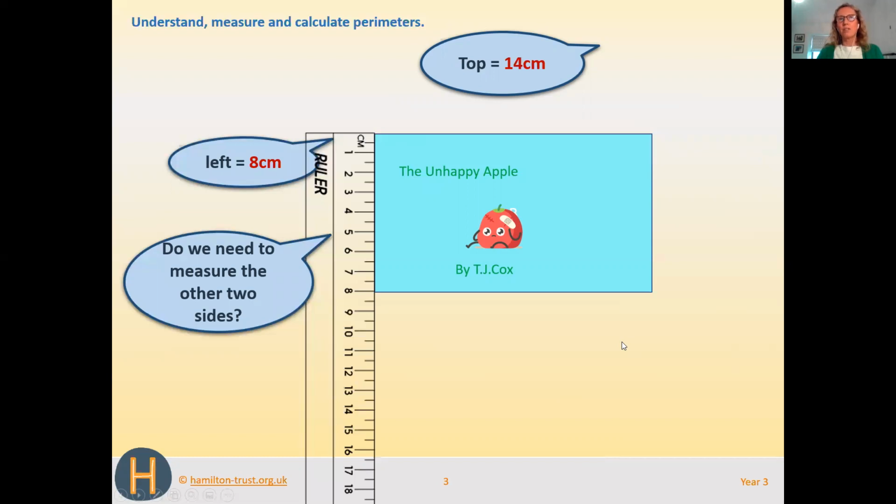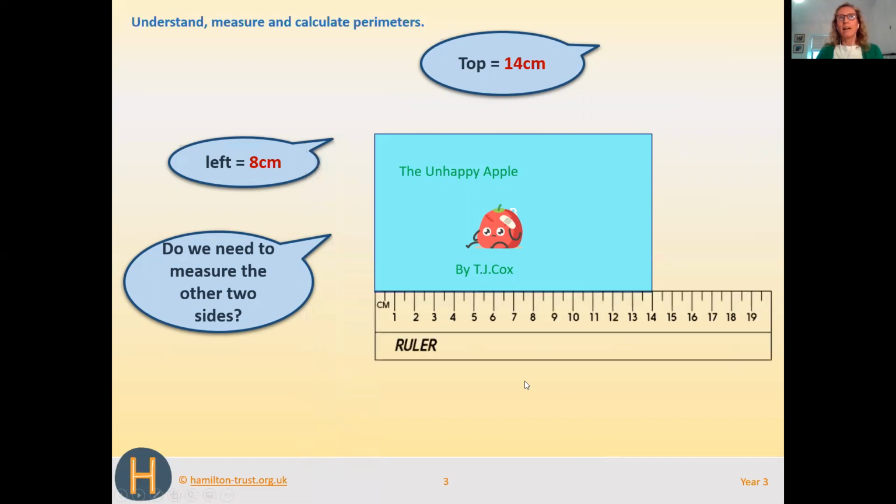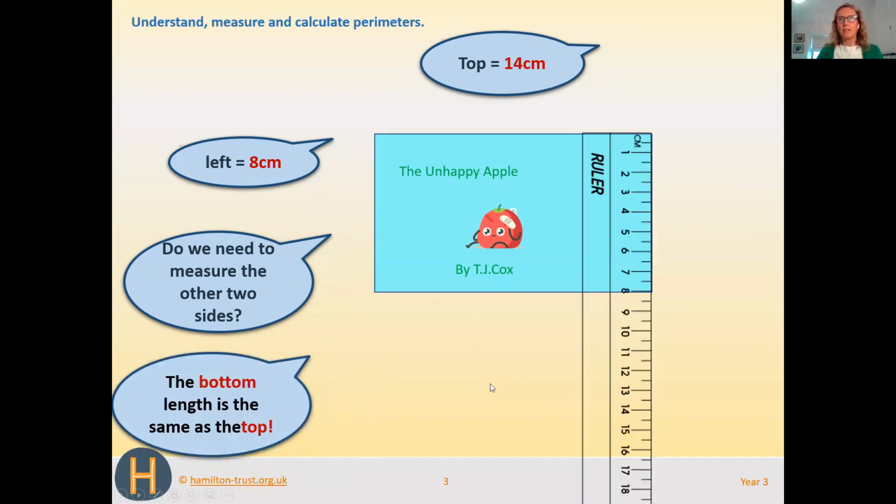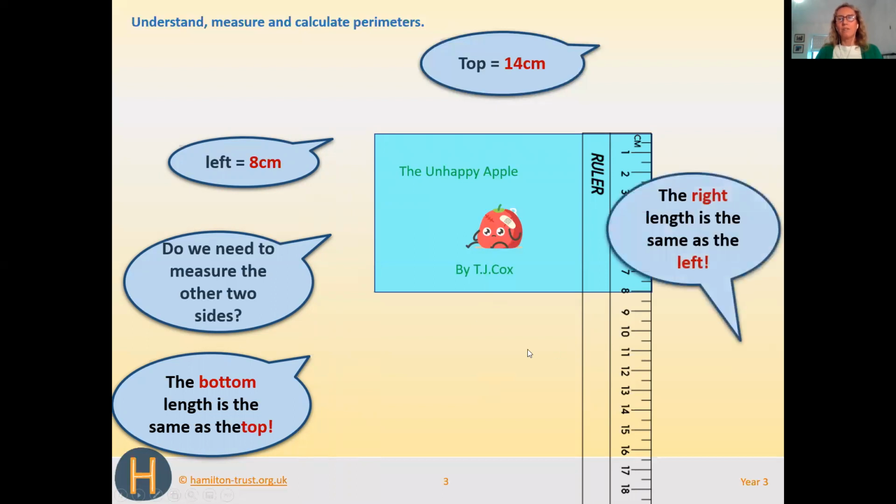So do we need to measure the other two sides, or can we work out what they are already? So what do you think the bottom will be? Well done if you said that you thought it would be 14 centimetres. And what do you think the right hand side will be? Well done if you thought that it was going to be 8 centimetres. So the bottom and the top are the same, and the left and the right measurements are the same.